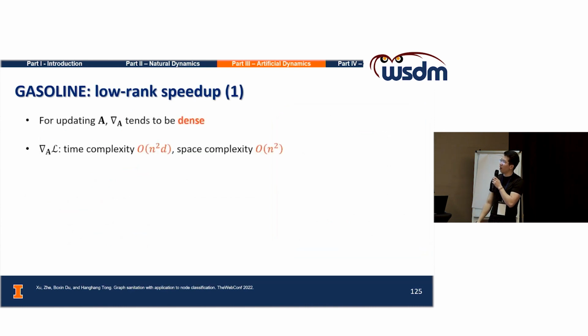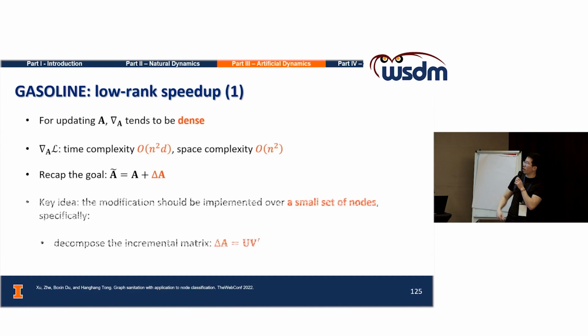And we have a speed-up method. The reason why we want to speed it up is that even though the given graph adjacency matrix is sparse, its gradient matrix could be dense. And the gradient matrix complexity is usually quadratic with respect to the number of nodes n. So let's have a quick recap of our goal. We try to learn an incremental matrix delta A, right? And try to update the given graph.